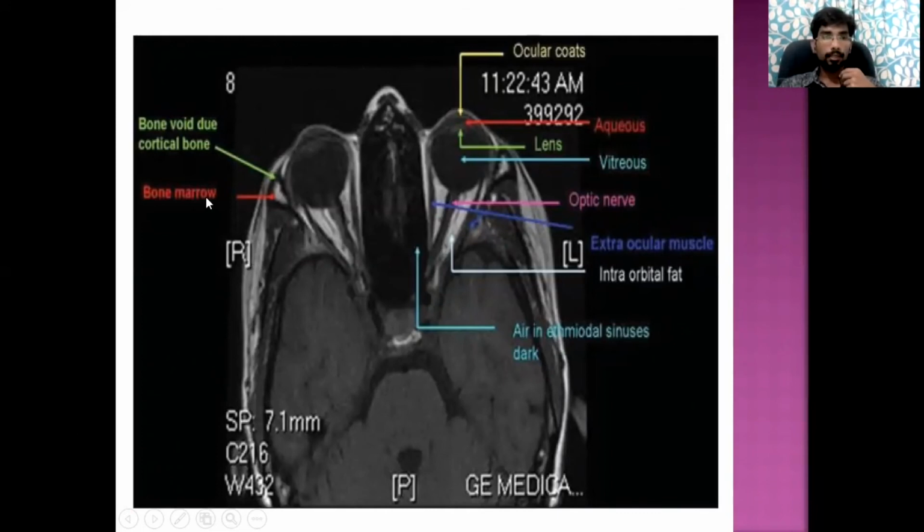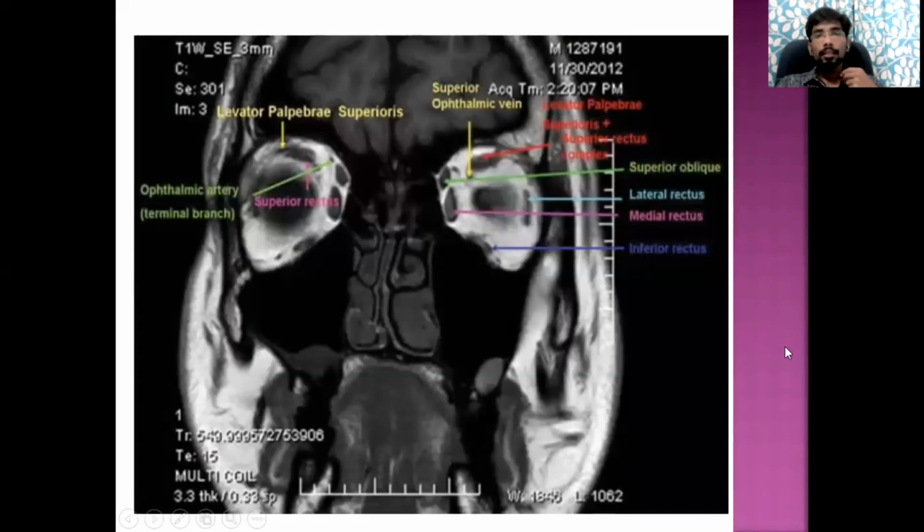So in an MRI section, this is bone marrow, this is the lens, and there are the cornea and sclera, ocular coats, vitreous, the center one is the optic nerve, and on the sides are the extraocular muscles. This is there in the ethmoid sinus. And these whitish, hyperintense structures are intraorbital fat. Same, these are the extraocular muscles on the MRI.